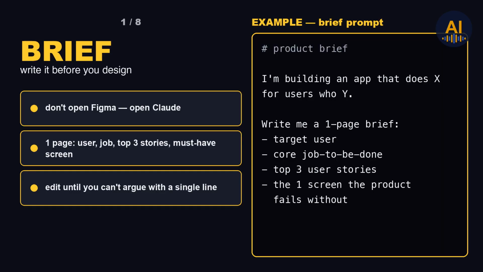Phase 1, the product brief. Don't open a design tool yet. Open Claude. Paste this: I'm building an app that does X for users who Y. Write me a 1-page product brief covering target user, core job to be done, the 3 top user stories, and the one screen the product fails without. Claude will hand you a draft. Edit it. Push back. Make Claude defend each line. When you can't argue with the brief, you're ready to design.